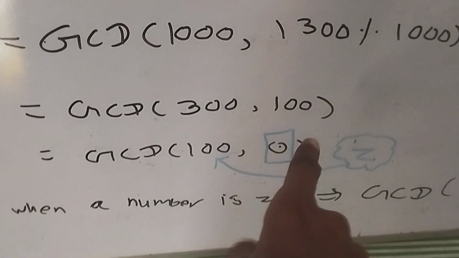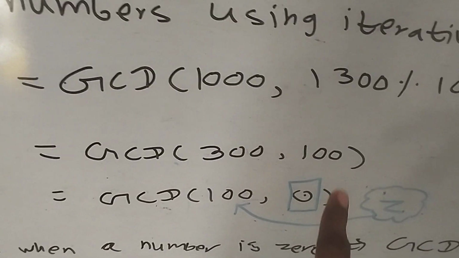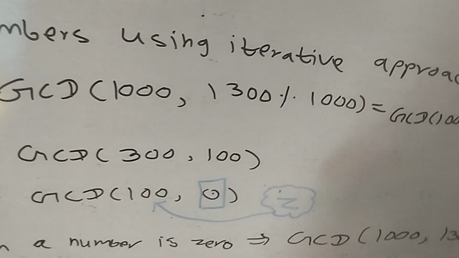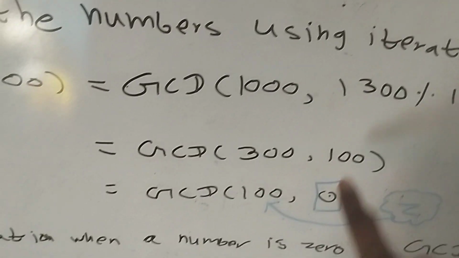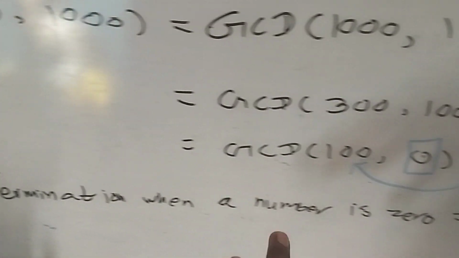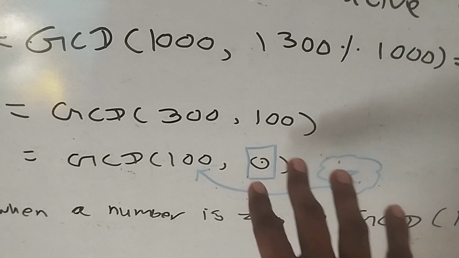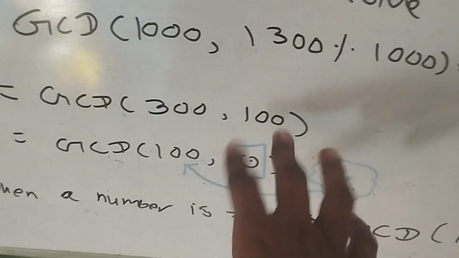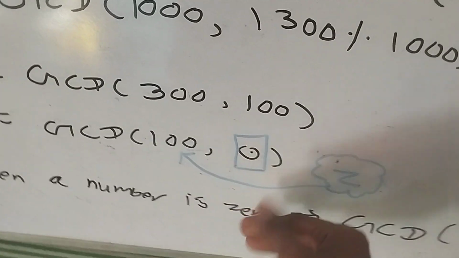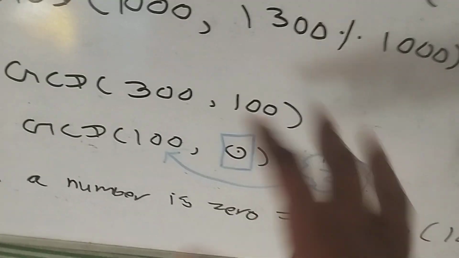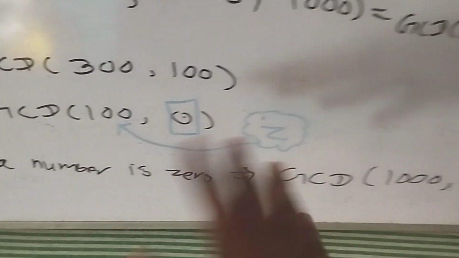Now we can see one of the numbers is 0. Most probably the second number will be 0, so we just need to check whether the second number is 0 or not in this case. Here we have found the 0. That's our step 3, termination when a number is 0. We can't continue this iterative approach, because if you continue, then in the next iteration we will get the GCD of 0 comma infinity. So anyway we can't continue. That's the terminating condition.